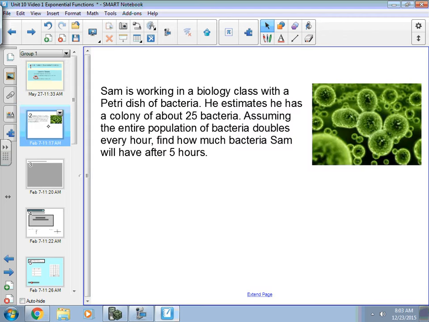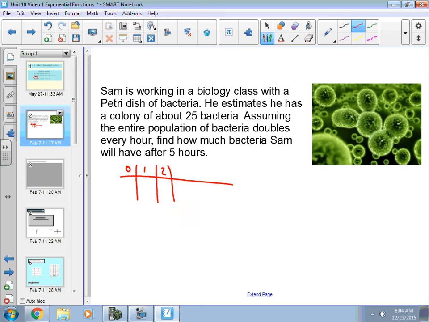Okay, so this first problem says Sam is working in a biology class with a petri dish of bacteria. He estimates that there's a colony of about 25 bacteria in there. Assuming the entire population of bacteria doubles every hour, how much bacteria will Sam find after 5 hours? Well, we could simply keep doubling here and find this out, maybe make a little table here, and figure out in 5 hours how much we are going to have.